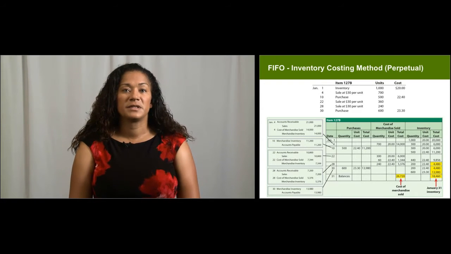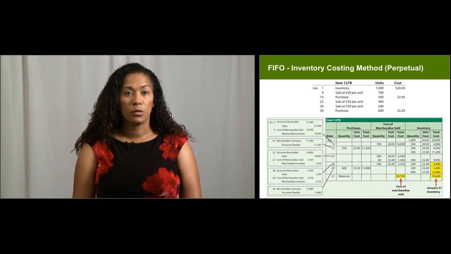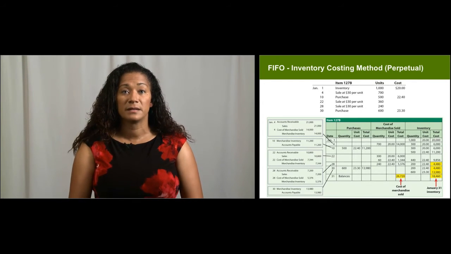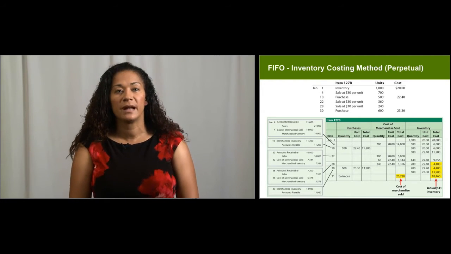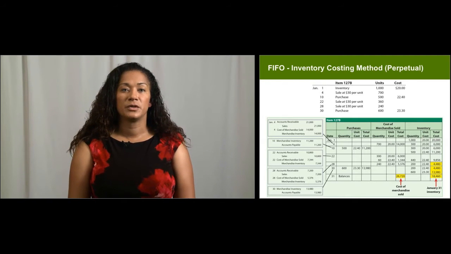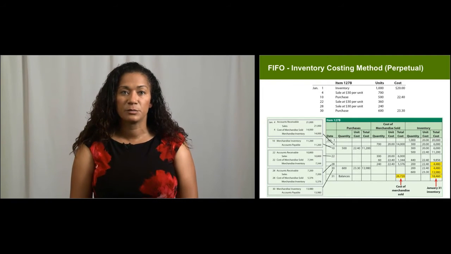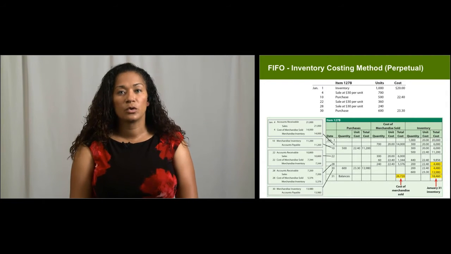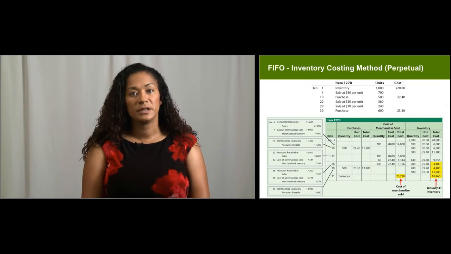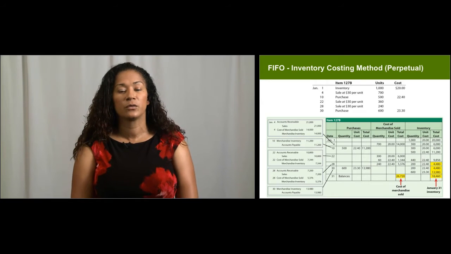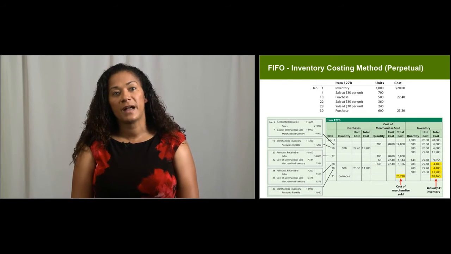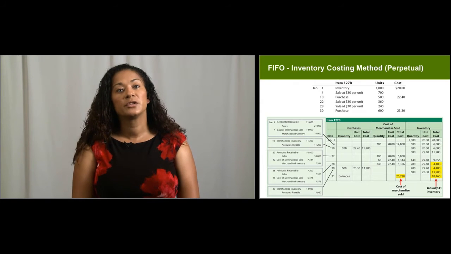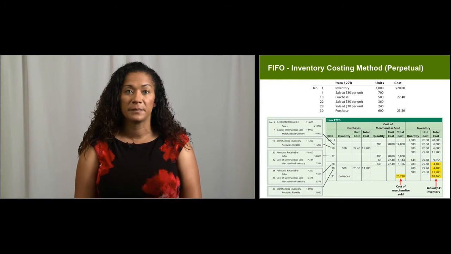The last step is to update the last three columns of the report to reflect the new inventory balances after the sale. Prior to the sale, the inventory balance included 300 units at $20 per unit and 500 units at $22.40 per unit. When we filled this order, we sold all of the 300 units, so there are no units from that group left in inventory. However, we sold 60 of the 500 units, so there are 440 units left in inventory.